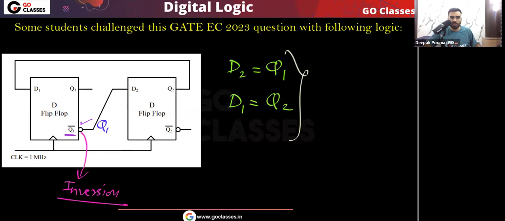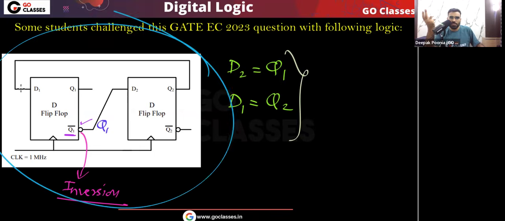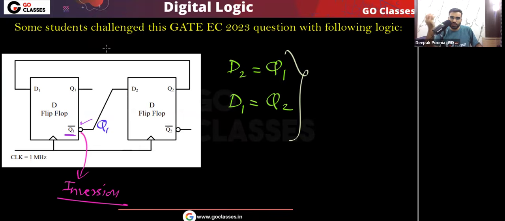Now you solve this question, and if you see, the answer will be 500. The frequency of the Q2 output will be 500. What do you think? Is this logic correct? Does it make sense? Some students challenged this question using this logic, and the challenge was accepted, and they considered both 250 and 500 as correct answers. What do you think? Does this logic make any sense to you?